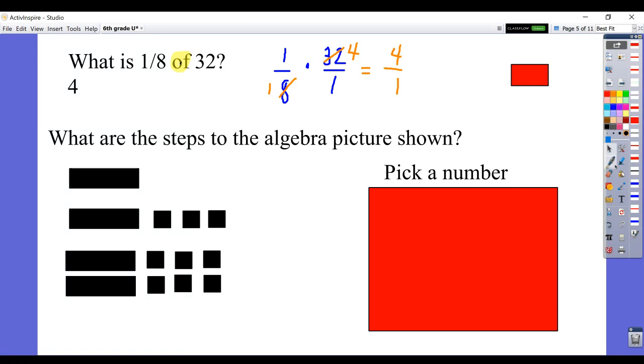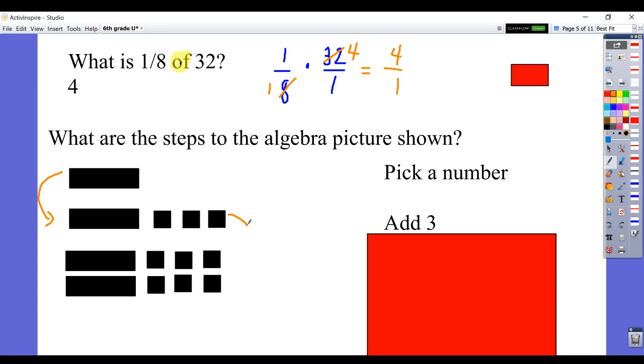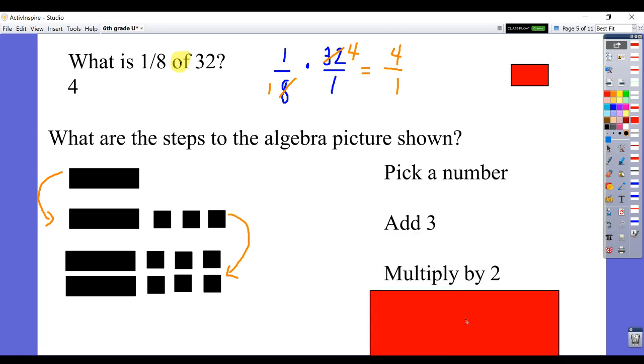Then what we want to do is say, well, what did we do to get from this step to this step? Well, we still have our X tile, but now what have we done? We've added 3. All right. And then what did we do to get from this step to this step? When we look at this picture, which had 1 X tile and 3 unit tiles, now we've got 2 rows of 1 X tile and 3 unit tiles. So we've multiplied by 2, or you could say double it.